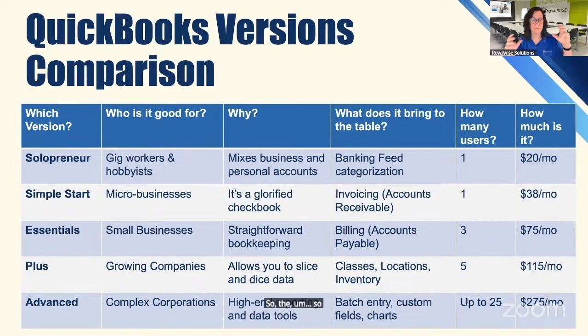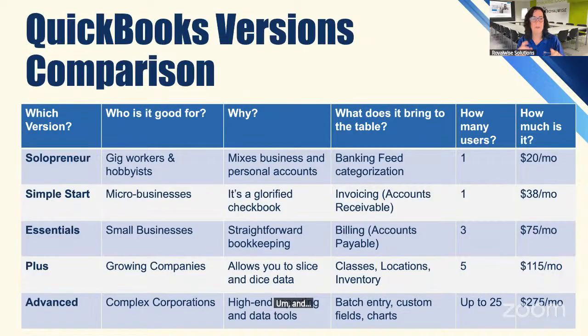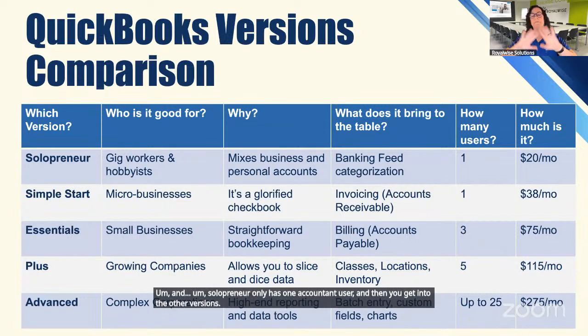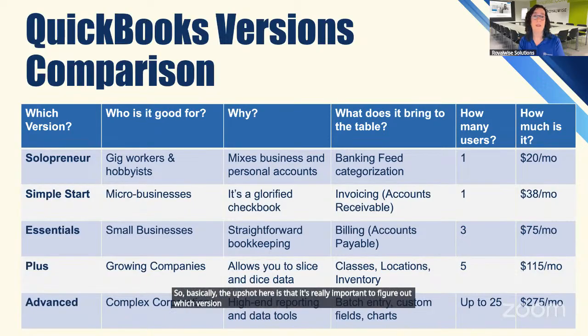So even though I'm showing the 5 main versions, there's Ledger, which is only created by accountant users as an import for quick and dirty write-up. And Solopreneur only has 1 accountant user, and then you get into the other versions. So basically, the upshot here is that it's really important to figure out which version you want when you begin.